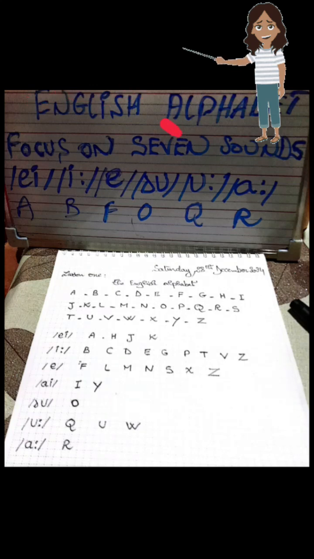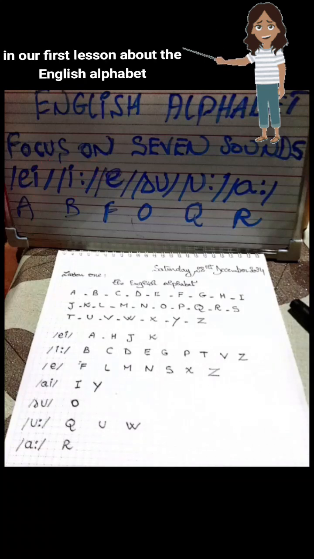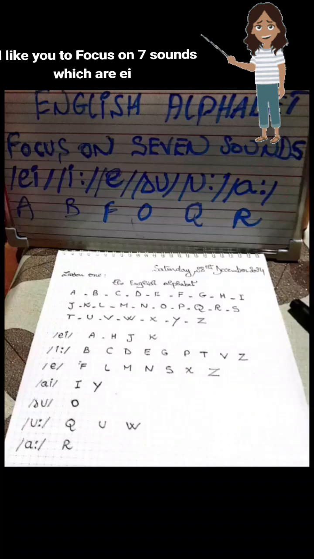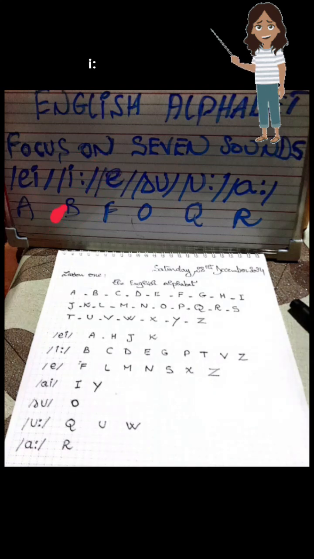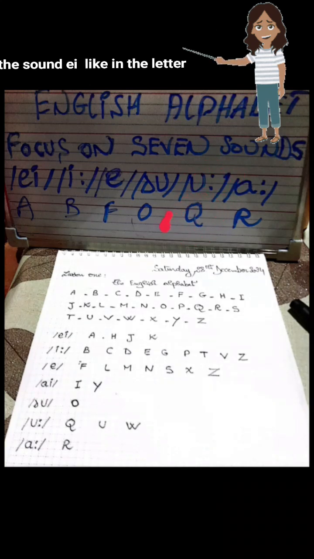In our first lesson about the English alphabet, I'd like you to focus on 7 sounds, which are A, E, F, O, U, R. The sound A, like in the letter A, and the sound E, like in the letter B, and the sound like in the letter F, and the sound O, like in the letter O, the sound U, like in the letter Q, and the sound R, like in the letter R.